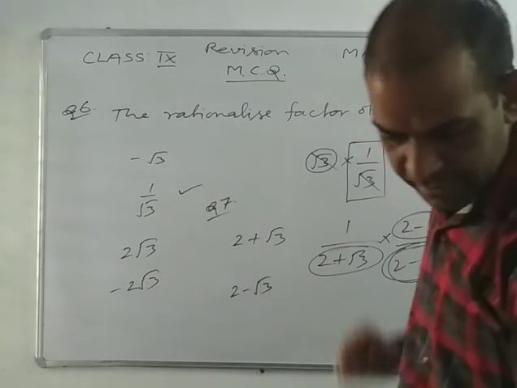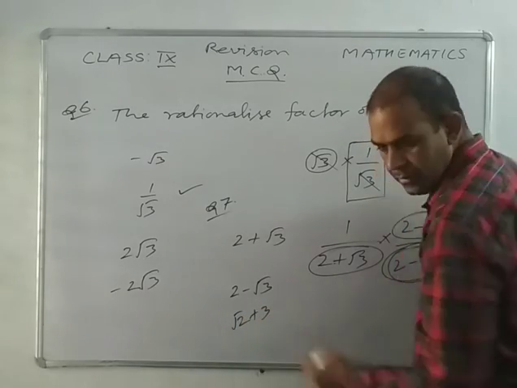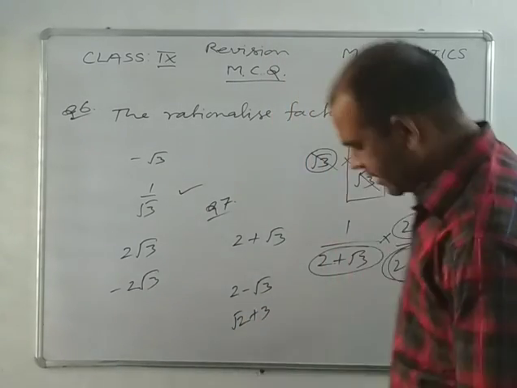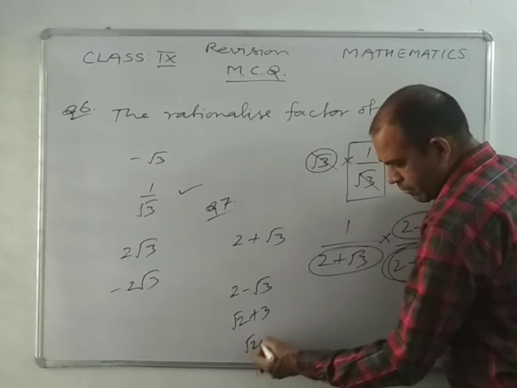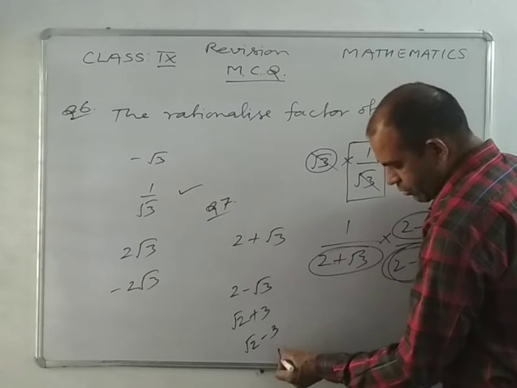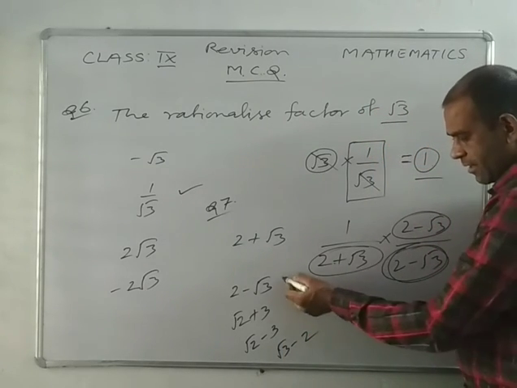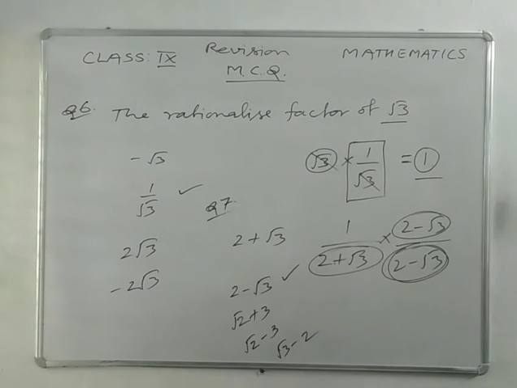Here 4 options are there: 2 minus √3, √2 plus 3, next √2 minus 3, and √3 minus 2. These 4 options are given, and correct option is 2 minus √3.